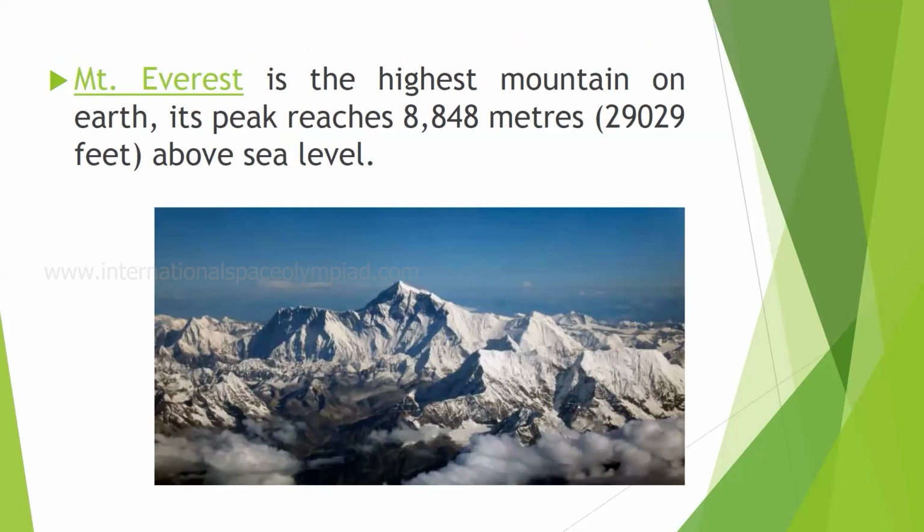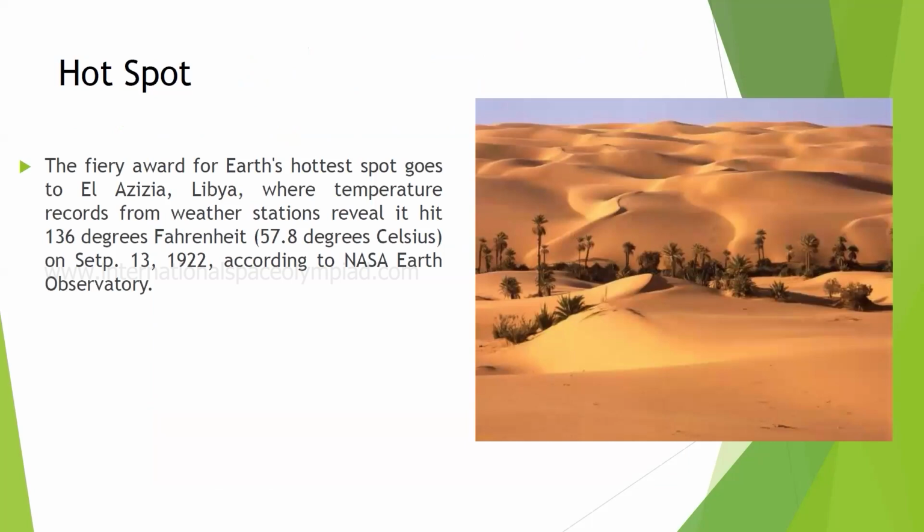Its peak reaches 8,848 meters above sea level. Now, the hottest place on Earth. This fiery award goes to El Azizia in Libya, where weather station records revealed it hit 57.8 degrees Celsius. My God, think about that. On September 30, 1922.